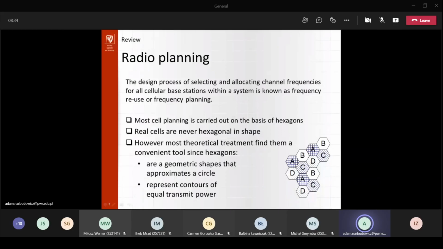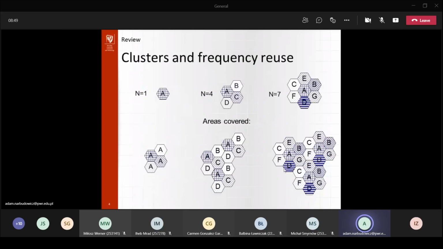Another thing which is commonly done is that you can get the initial approximation of frequency planning by using hexagons, which more or less corresponds to the contour of equal power from your base station. And then we talk a little bit about clusters. So of course, here you can see just an example of a one cell cluster, four cell cluster, and the 7-cell cluster. And again, going back to what I said earlier, right?